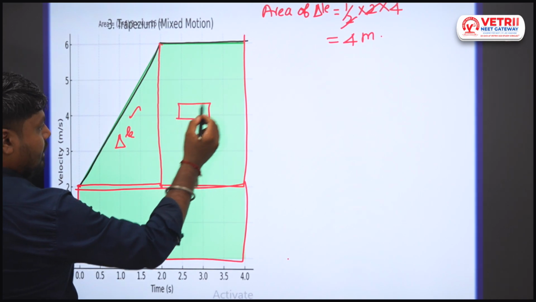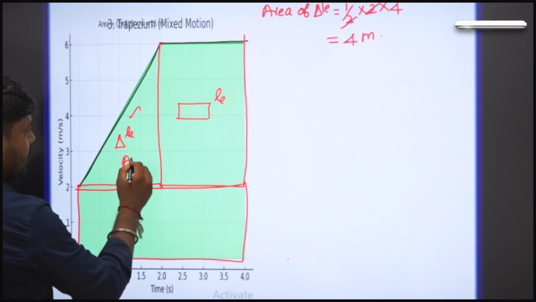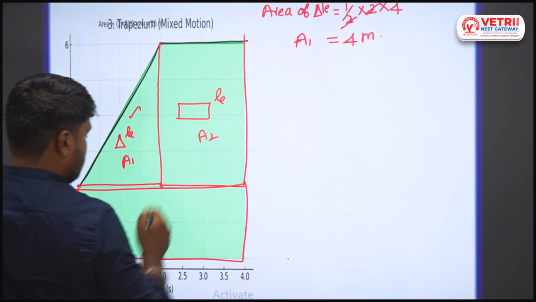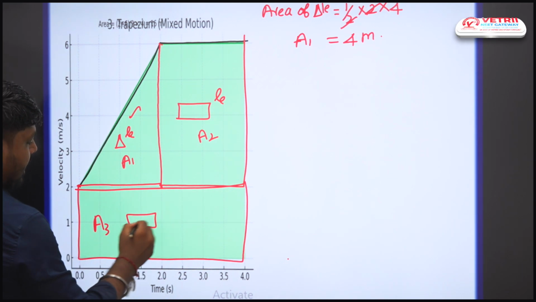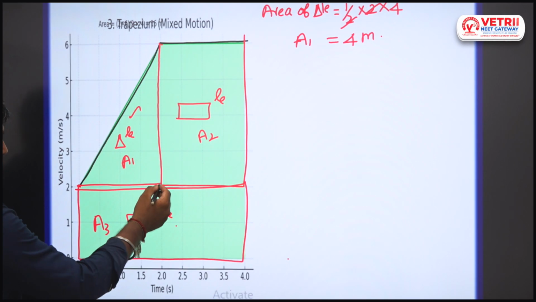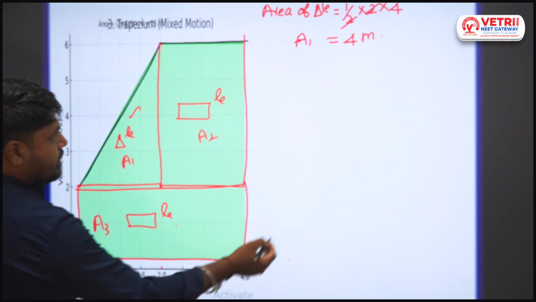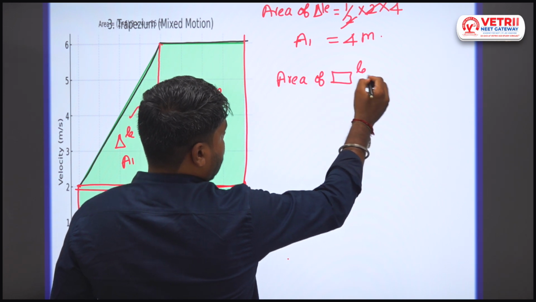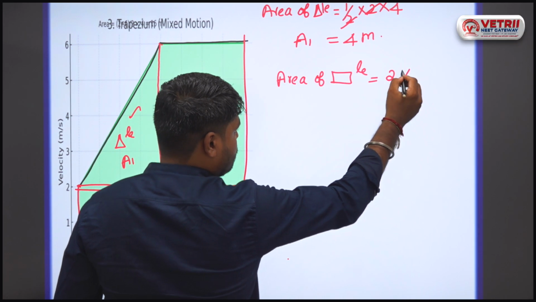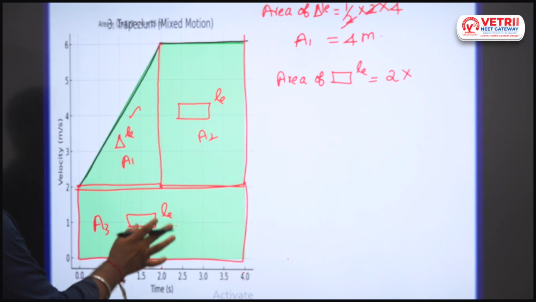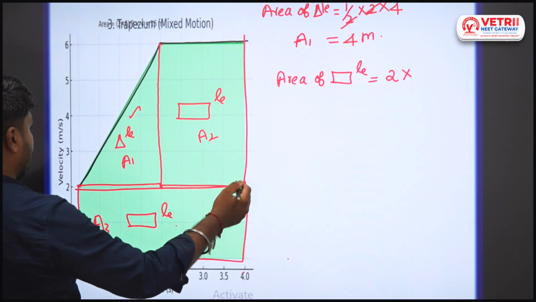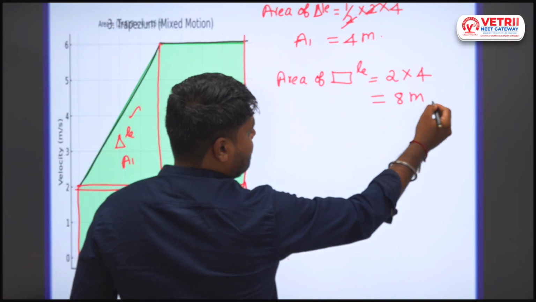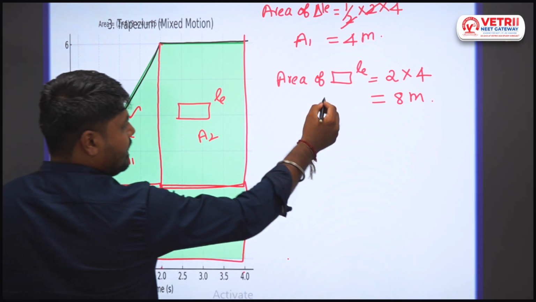Next is the rectangle. What is the area of this rectangle? So area 1 is over. What is area 2? This is area 2, and this is area 3. This is also a rectangle. From where to where? 2 to 4. Length into breadth, right? So the length is 4 minus 2, which is 2, and the breadth is 6 minus 2, 4. 4 twos are 8 meter. Finished, and this is area 2.